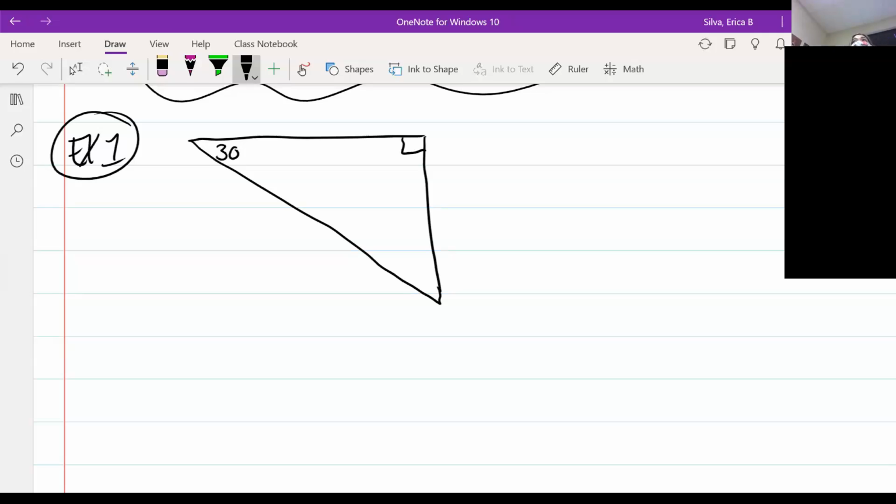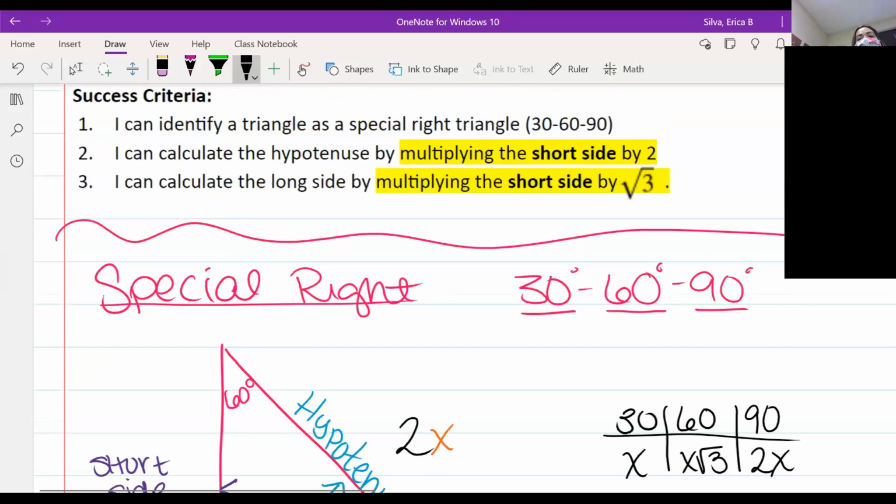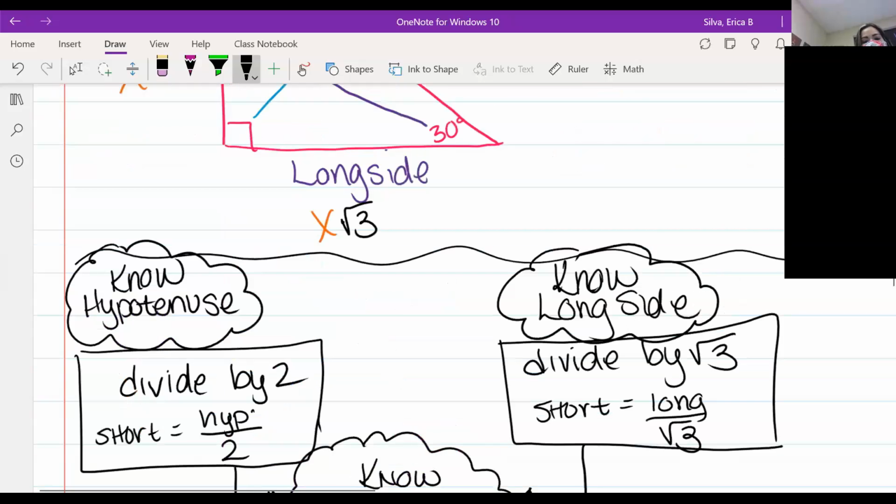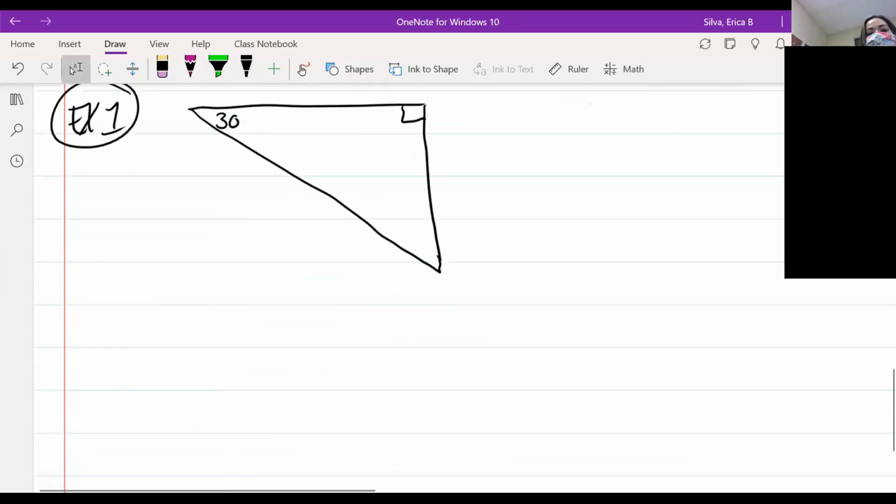All right, so remember the first thing we need to do is identify the type of triangle that we have. We have a 90 degree and a 30 degree. So what kind of triangle do we have? Do we have a special right triangle? Yes, we have a 30, 60, 90 triangle. So that means this one is 60.